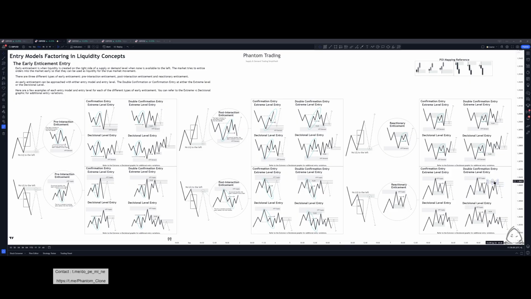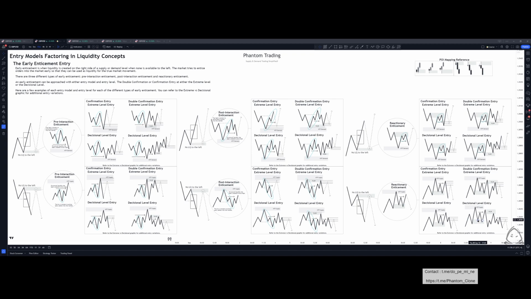Once price interacts with that first level of respect, the last point of demand for that first level of respect fails, which creates our tradable level of supply that we can look to trade short when price interacts with it. And finally, we have the decisional level entry for our double confirmation entry. We have price reacting off of the higher time frame level of supply.